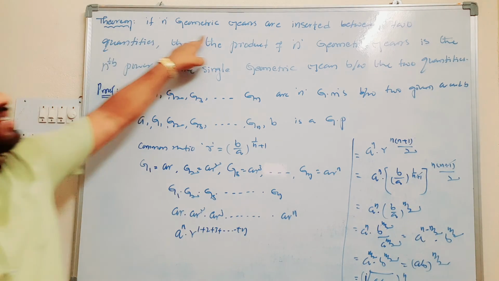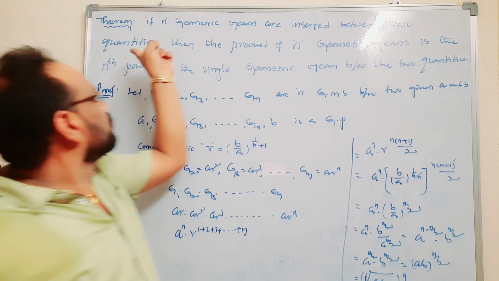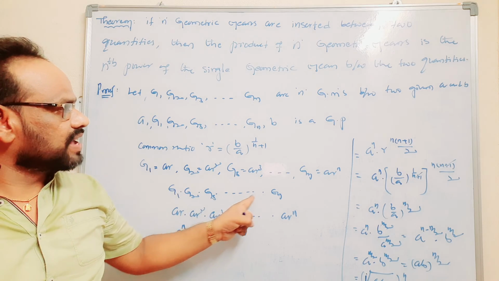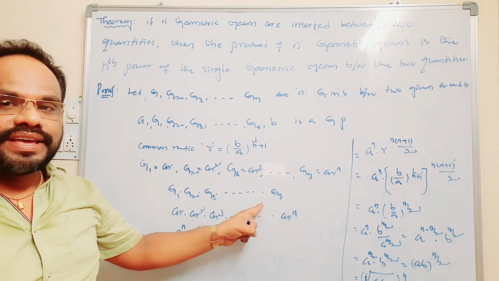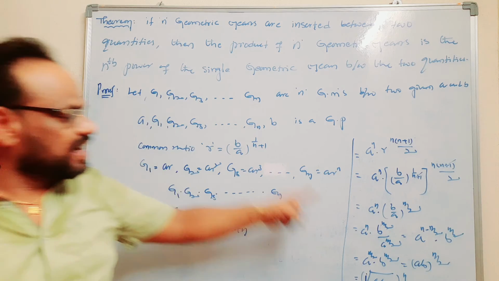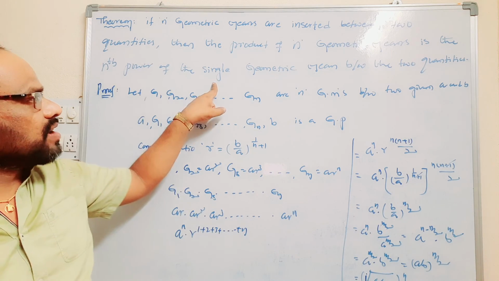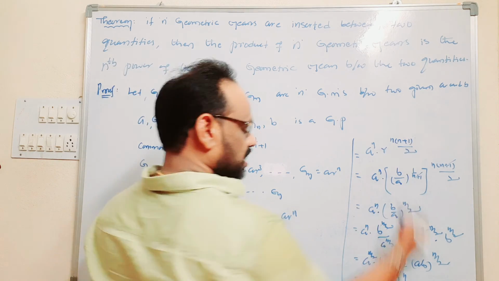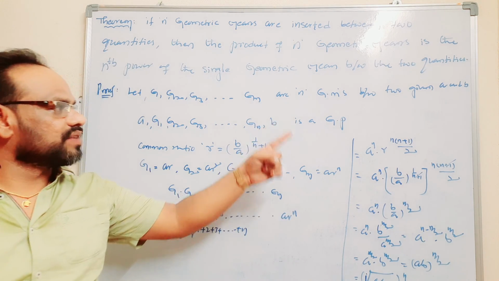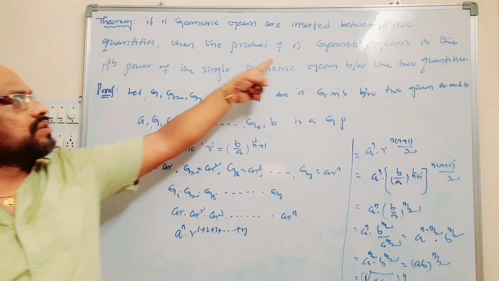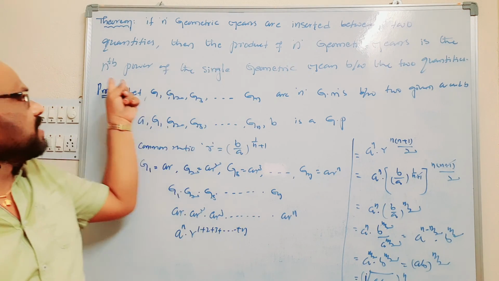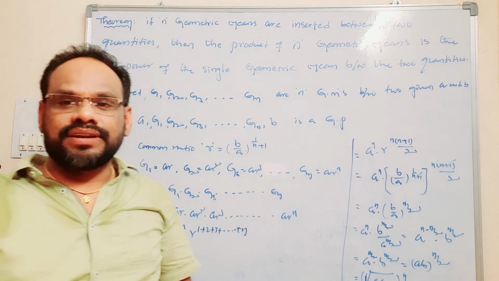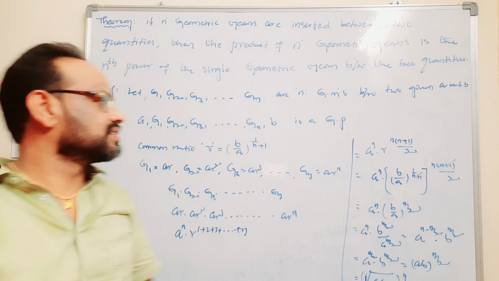Observe here, if n geometric means are inserted between two given quantities, then the product of the n geometric means is the nth power of the single geometric mean. Square root of AB is nothing but the single geometric mean between two given quantities. So the product of n geometric means is the nth power of the single geometric mean between the two given quantities. Let us discuss next.